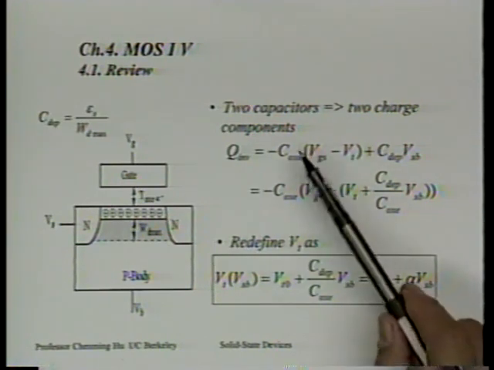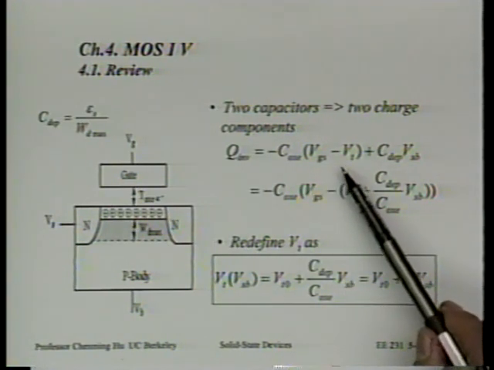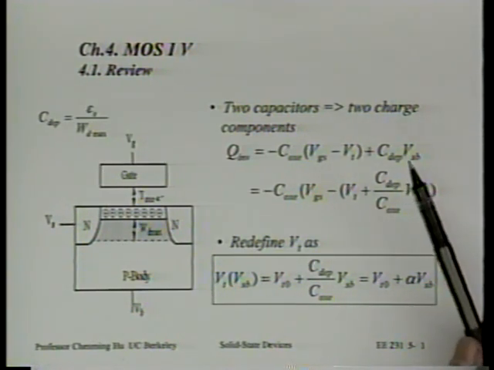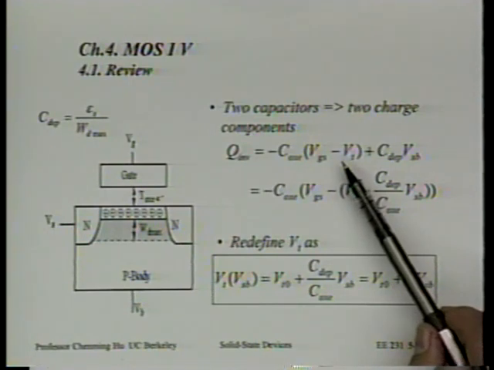Okay? All right. So C_ox E times (VGS minus VT). That part, I think you have seen 100 times, so I won't say anything.